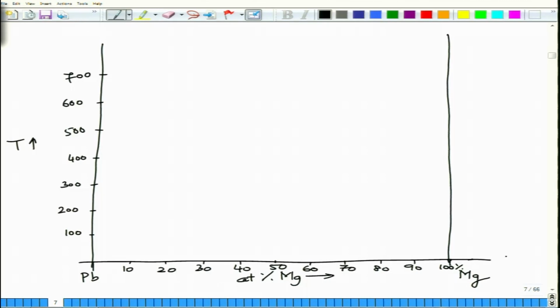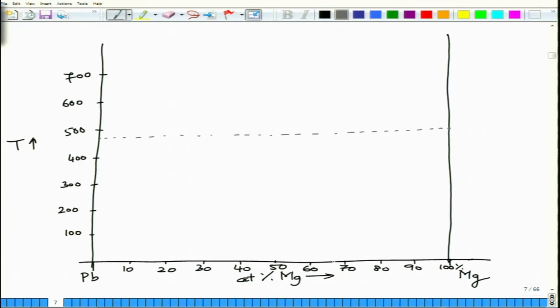Now, what I am going to do is superimpose the previous information. The previous information was that first, at 470 degrees centigrade, which is somewhere here, 470 will be somewhere here. So, let me draw a horizontal line here, 470 degrees centigrade. At 470 degrees centigrade we said that we draw a few critical points.